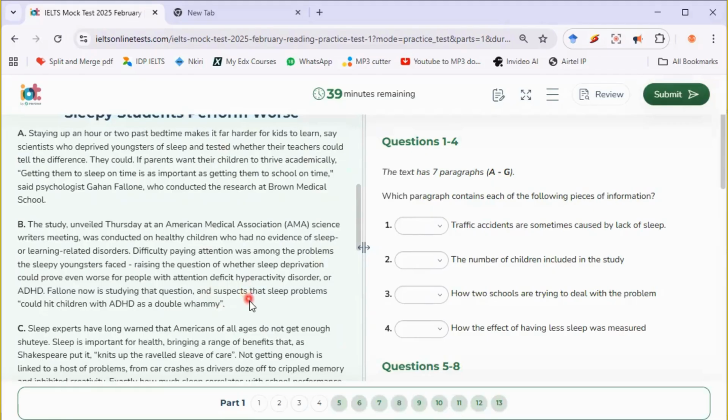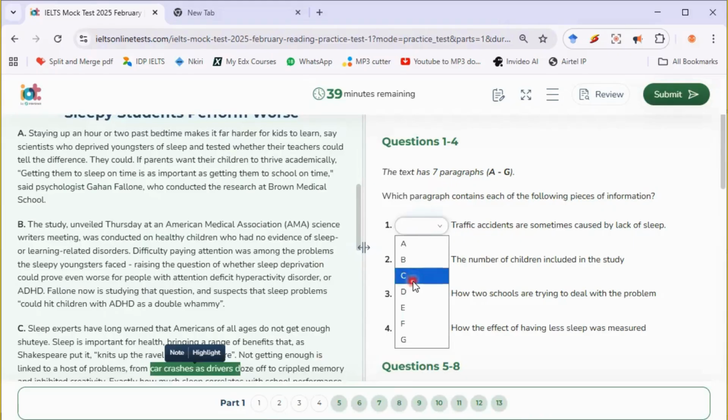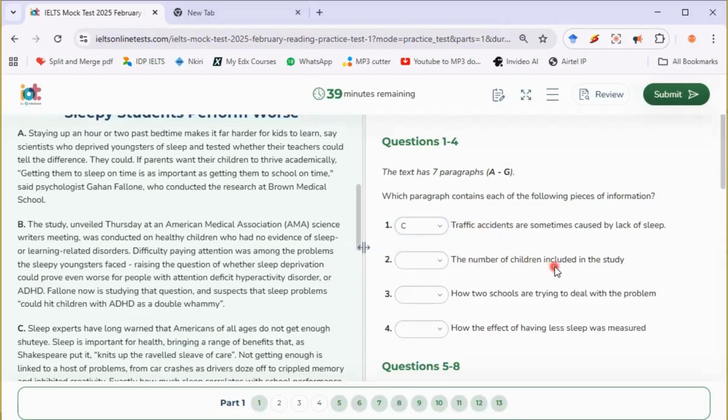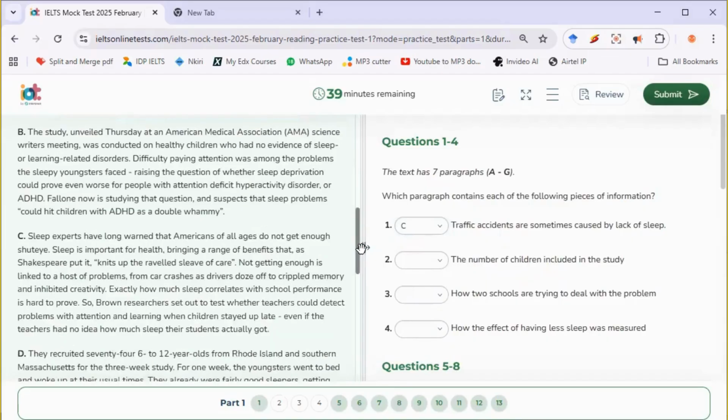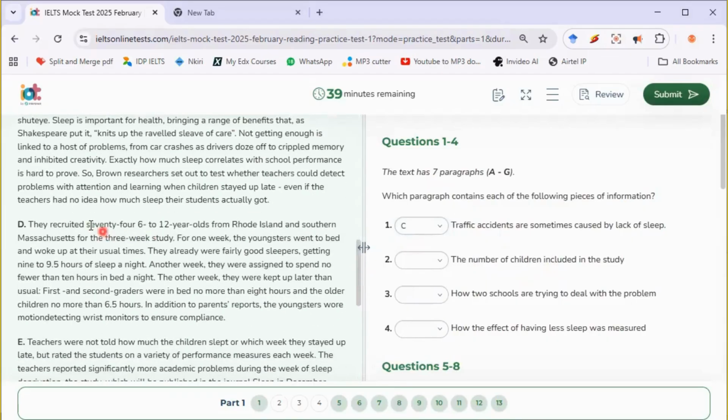Fallon is now studying. Sleep is important to health. Okay, car crashes, look at it here. Car crashes. So number 1 is matched to paragraph C. That's the paragraph that contains the information about traffic accidents. Number 2, the number of children included in the study. That one is in paragraph D. 74 children. That's paragraph D.